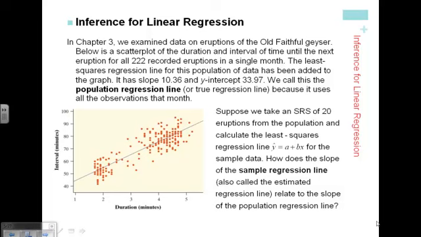How long did the eruption last? That would be the duration. And how much interval was there between eruptions? That would be the span of time between two eruptions.